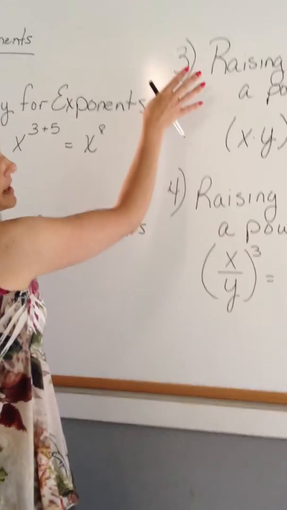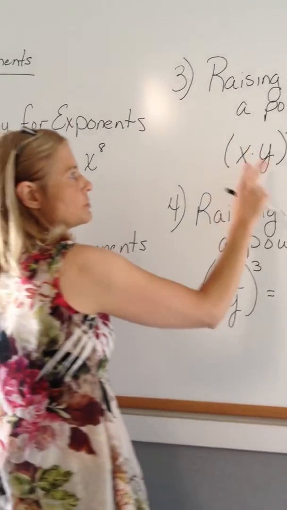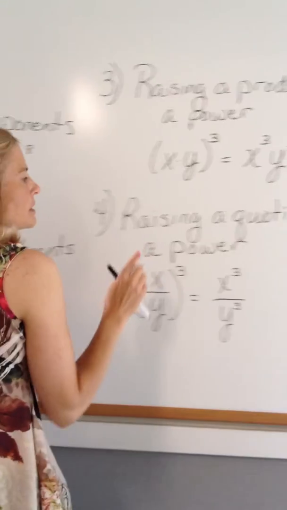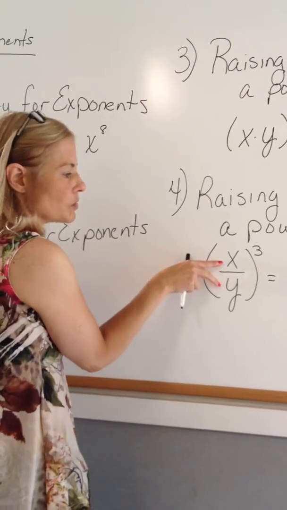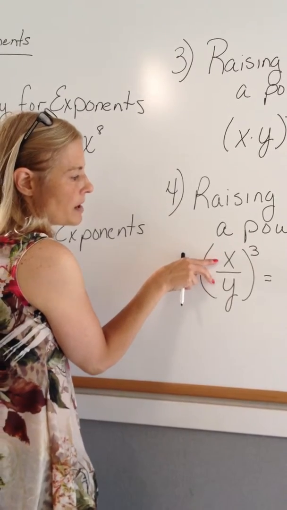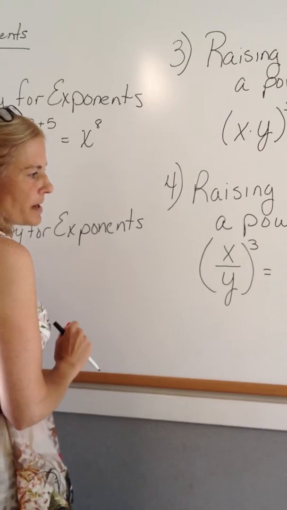So, as you can see now, raising a product to a power, you take each factor and raise them to the power. And then raising a quotient to a power, you take each variable and raise that to the designated power.